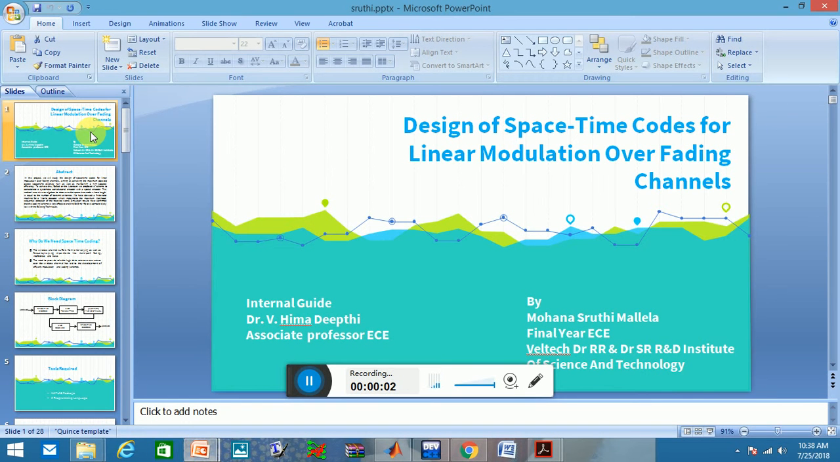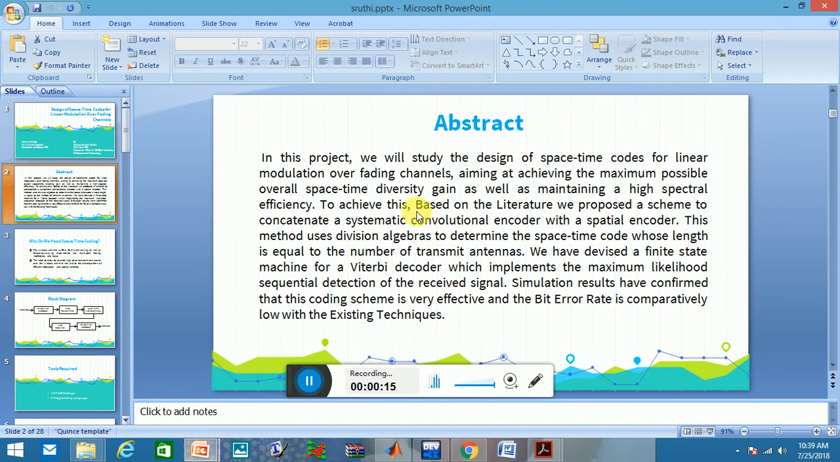Hello everyone. My project is design of space-time codes for linear modulation over fading channels, and I did my project in National Tsinghua University, Taiwan. My internal guide is Dr. B. Himadipti. The main aim of my project is to design the space-time codes so that I achieve maximum overall space-time diversity gain, as well as maintain high spectral efficiency.